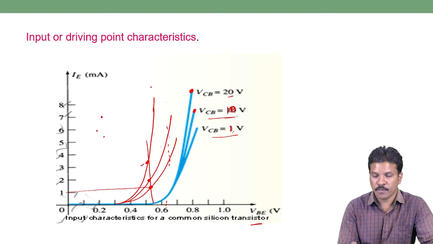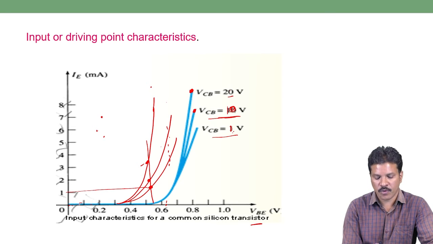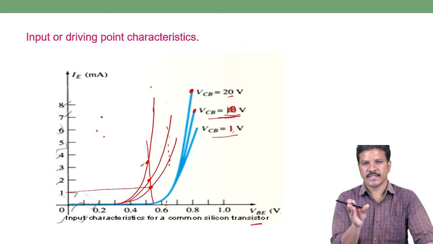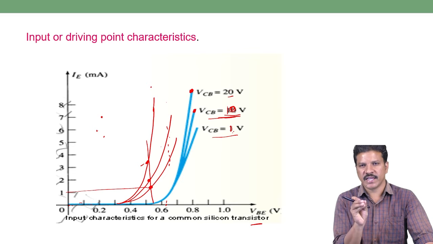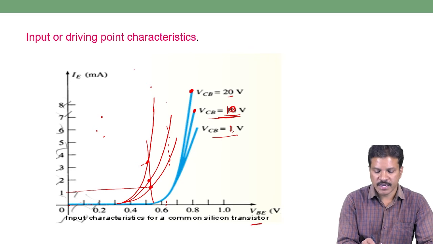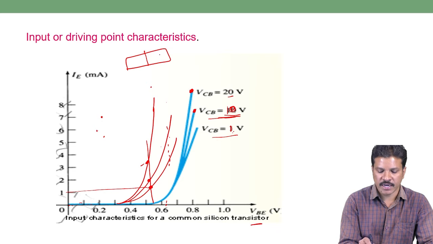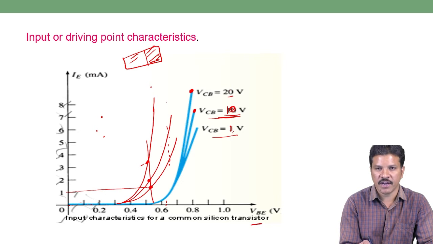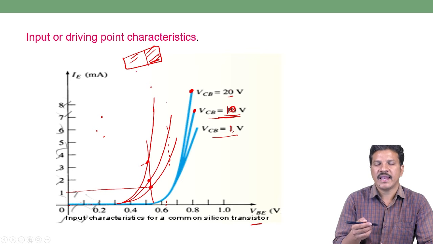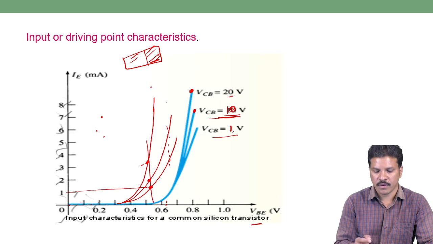When increasing the collector to base voltage to 10 volts, I am increasing the base to emitter input voltage from 0.1, 0.2, 0.3 and so on. In this case, by increasing the collector to base voltage, the base depletion width increases and the base width decreases. When the base width decreases, the forward bias region between this small region of base and the large region of emitter is reduced, so it requires less voltage to get the same current.